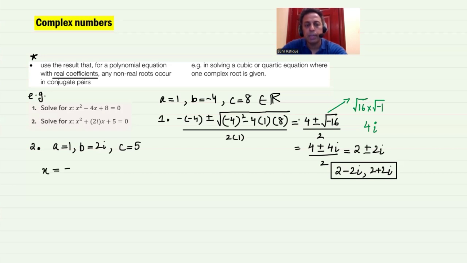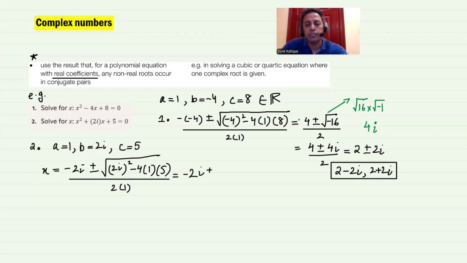x equals minus B plus minus root of B squared, that is 2 iota squared, minus 4AC, and divide the whole thing by 2A. Let's see what we get. Minus 2 iota plus minus root of, this is going to be 4 iota squared, minus 20.